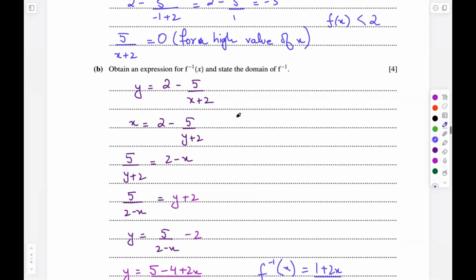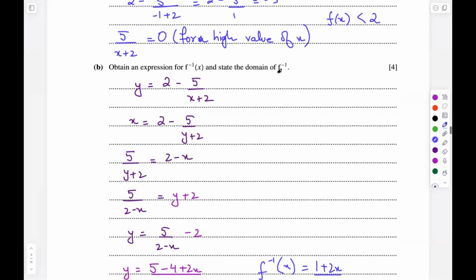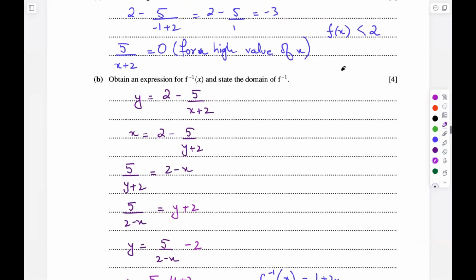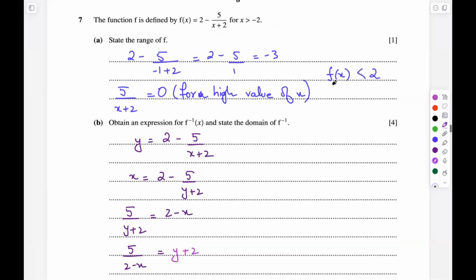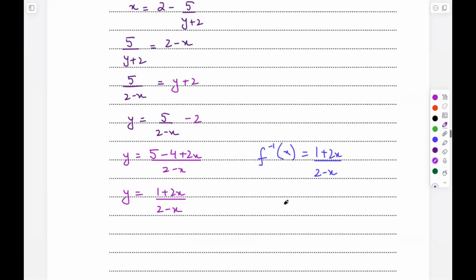Now it's also asking us to state the domain of f inverse. The domain of an inverse function is equal to the range of the original function f of x. As the range of f was f of x less than 2, the domain will be x less than 2.